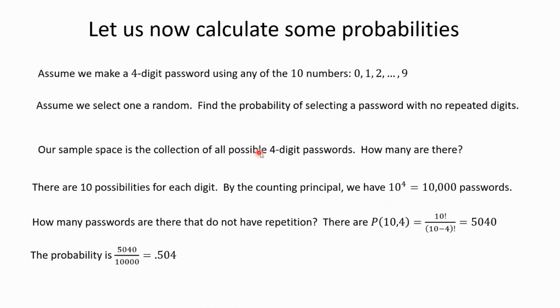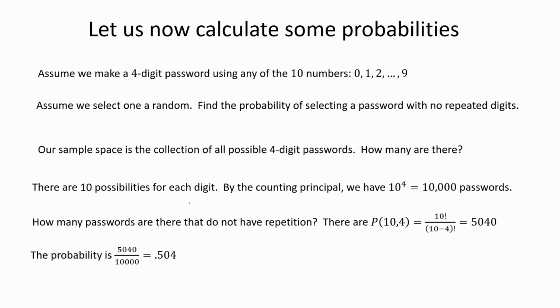Well, what would the sample space be here? For probability, you want to know the total number of possible outcomes. It would be all possible 4-digit passwords you can make. Well, how many are there? For any 4-digit password, you can have repetition and no repetition. In other words, repetition is allowed. And there are 10 digits for each digit. You know, there's 10 numbers for each digit. So by the counting principle, what we saw before, you would have 10 to the 4th.